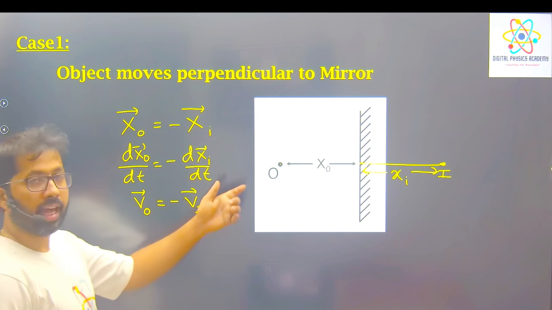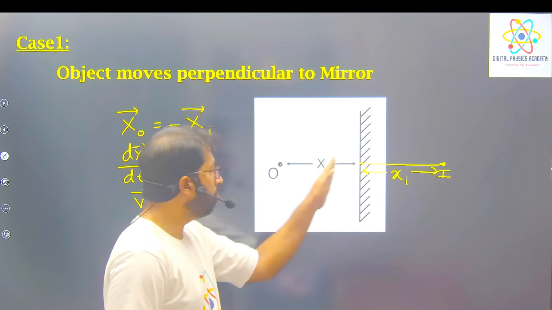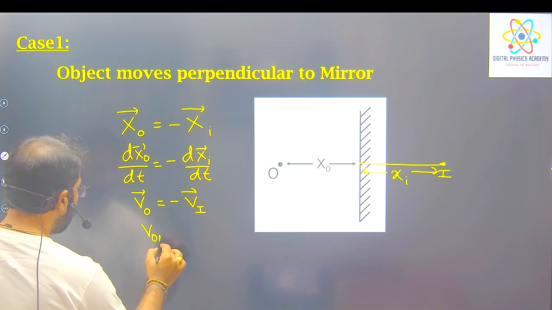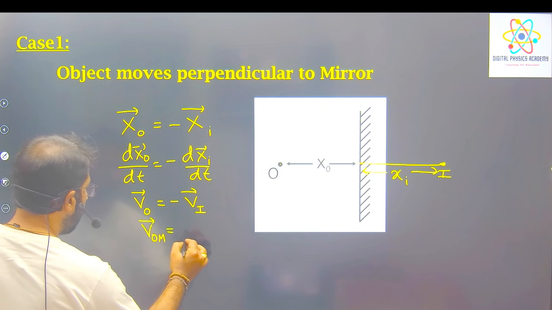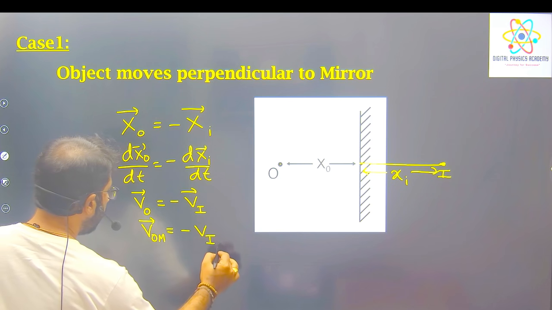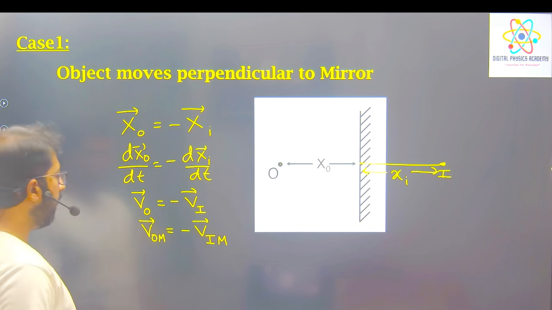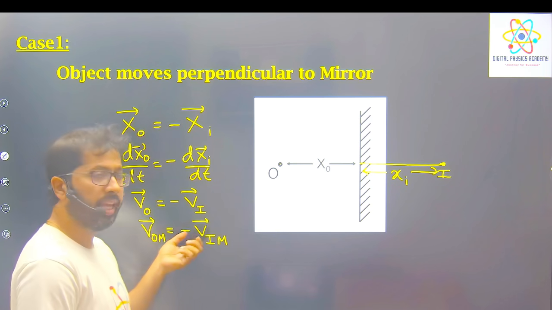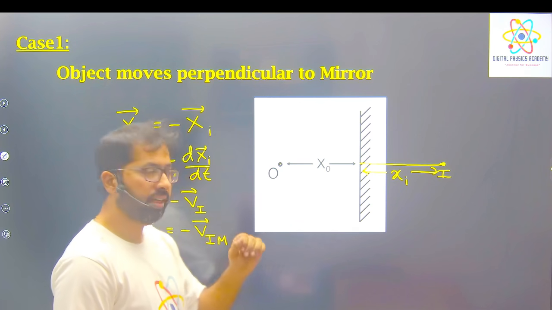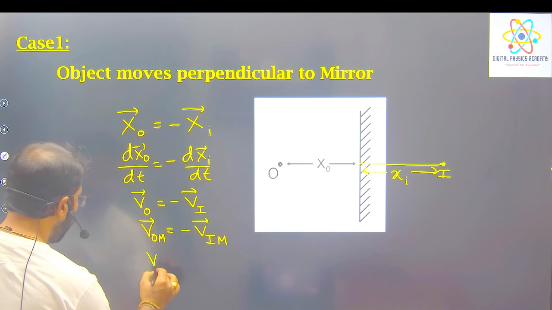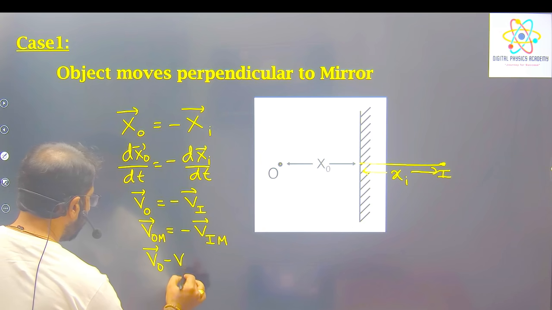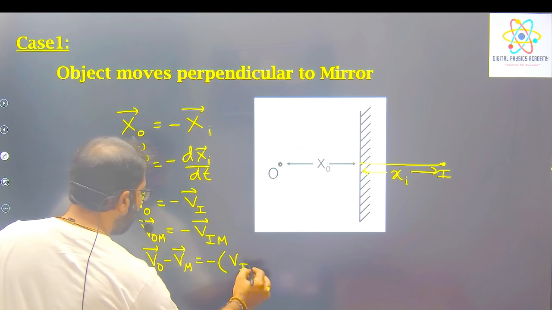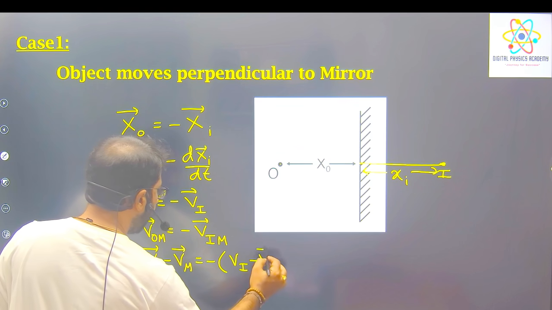Okay, we are calculating everything with respect to the mirror. So I can write like this: velocity of the object with respect to mirror is equal to minus of velocity of image with respect to mirror. And you know, relative velocity we studied in the starting chapters, in kinematics. So VAB means VA minus VB. Similarly, VOM means VO minus velocity of the mirror, right? Is equal to minus velocity of image minus velocity of mirror.